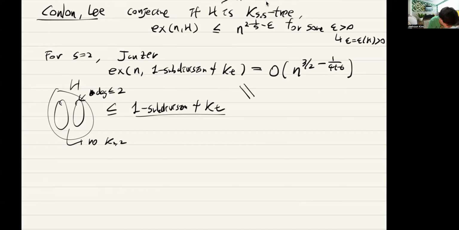Just to add a note, use the probabilistic construction. It's not difficult to confirm that this extremal number is at least, say, this. So there is still a gap, but let me quickly check something.